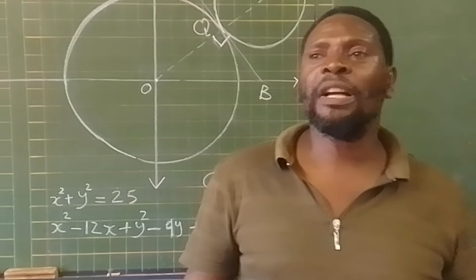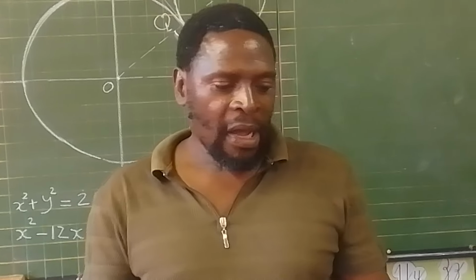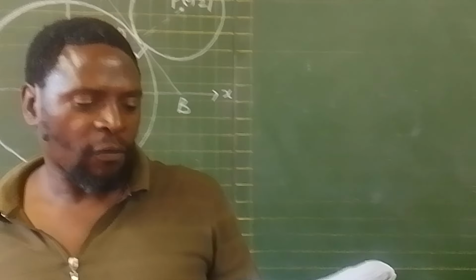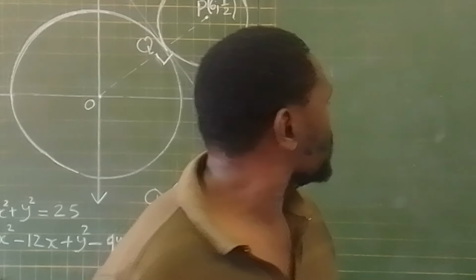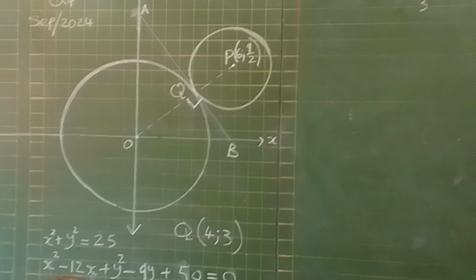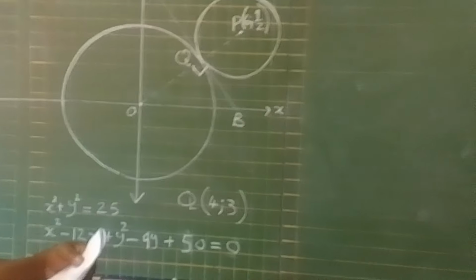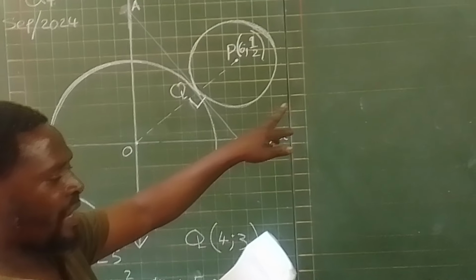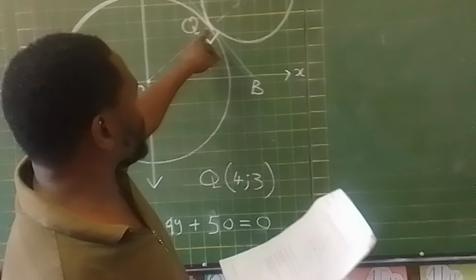Okay, grade 12, welcome to the small interval. I was doing question 4.4. We are left with 4.4 and 4.5 from this type of question where we have two circles in the diagram where two circles interlock, which touch at one point Q.